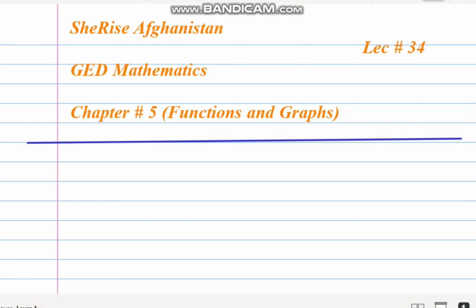First of all, I want to remind you what we had studied in the previous lecture. In lecture number 33, we studied the slope of a line: what a line is, what the equation of the line is, and how to make the graph of the line. We discussed all these topics very thoroughly in lectures 31, 32, and 33.